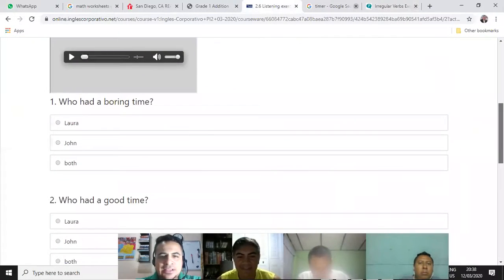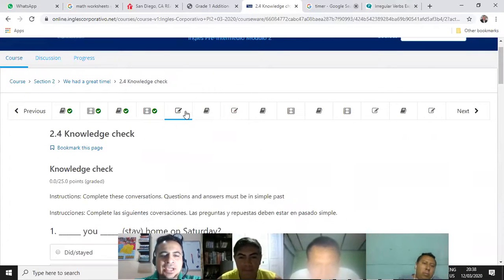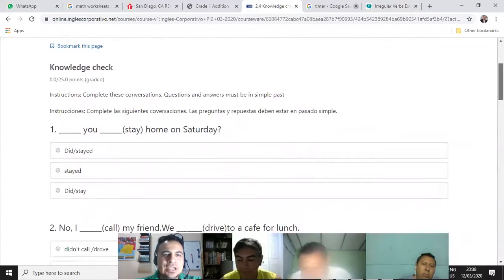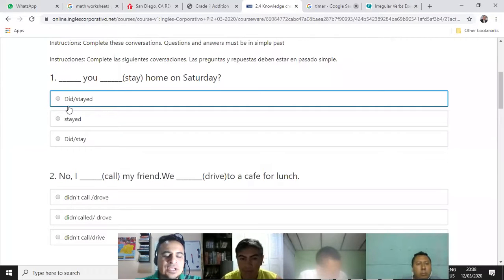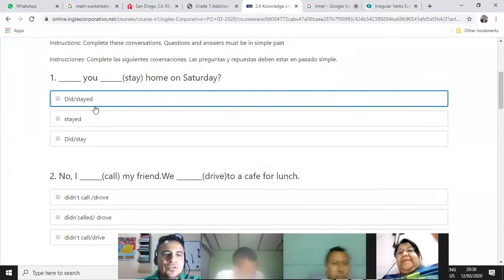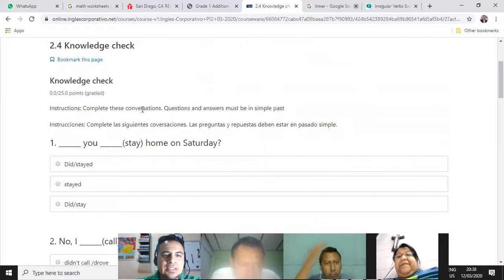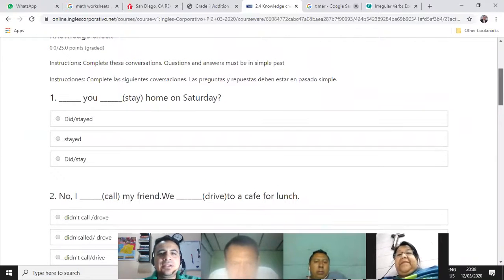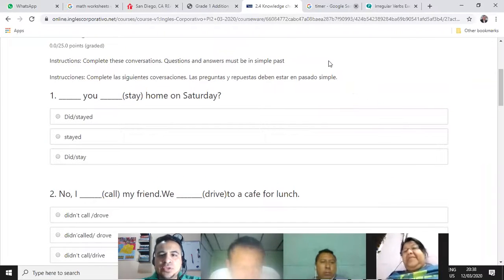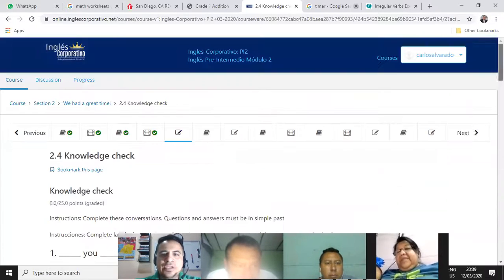Those are nice little games that you can play and have fun. Okay, knowledge check 2.4. Here you have to choose the correct auxiliary verb and the correct verb tense. So, instructions: complete these conversations. Question and answer must be in the simple past. Okay. Very good. There are 10 questions for this, okay?